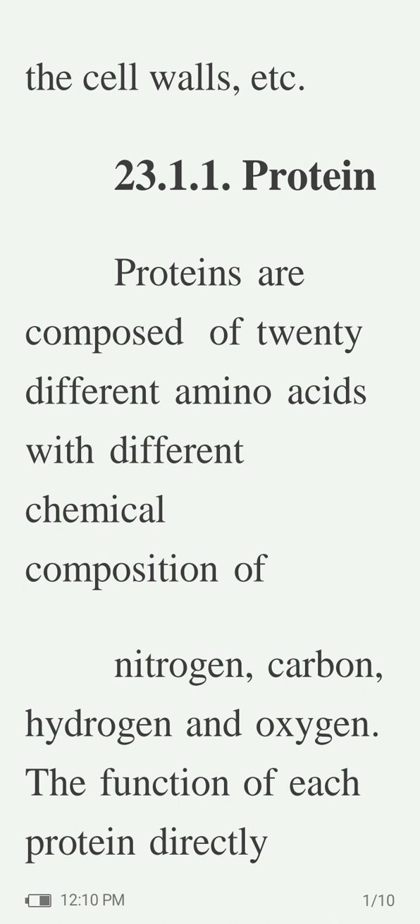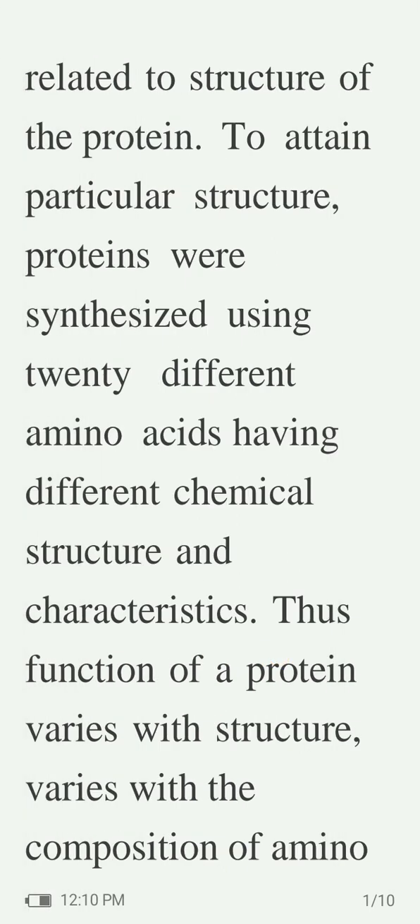Proteins are composed of 20 different amino acids with different chemical compositions of nitrogen, carbon, hydrogen, and oxygen. The function of each protein directly relates to its structure. To attain a particular structure, proteins are synthesized using 20 different amino acids having different chemical structures and characteristics. The function of a protein varies with structure, the composition of the amino acids, and the sequence complexity.